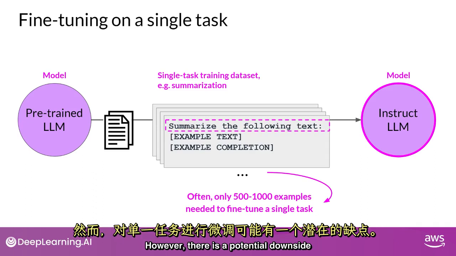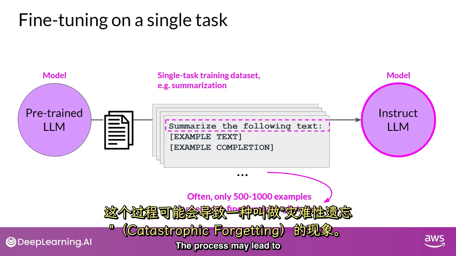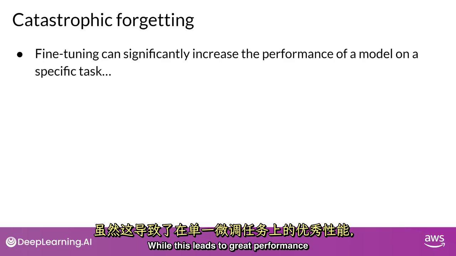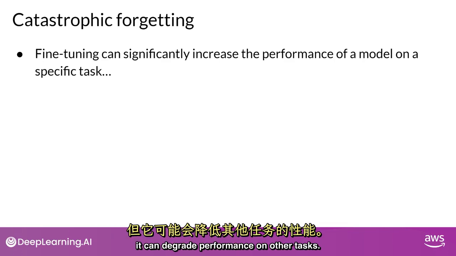However, there is a potential downside to fine-tuning on a single task. The process may lead to a phenomenon called catastrophic forgetting. Catastrophic forgetting happens because the full fine-tuning process modifies the weights of the original LLM. While this leads to great performance on the single fine-tuning task, it can degrade performance on other tasks.